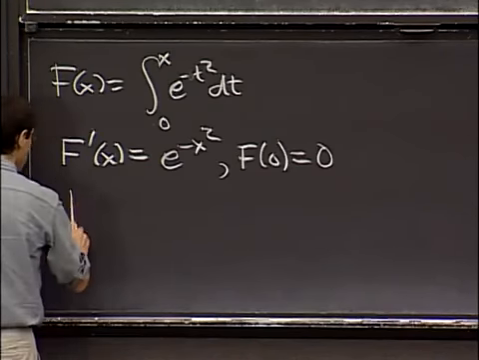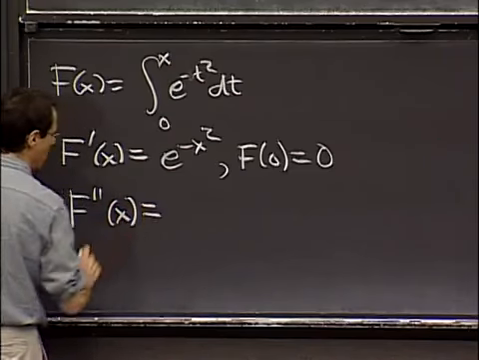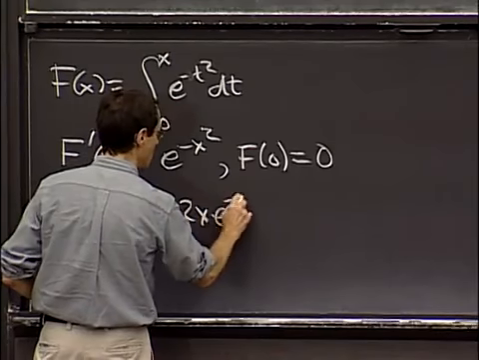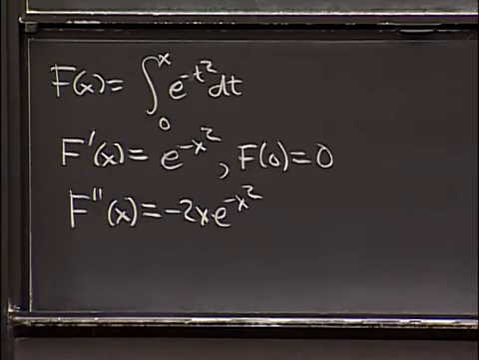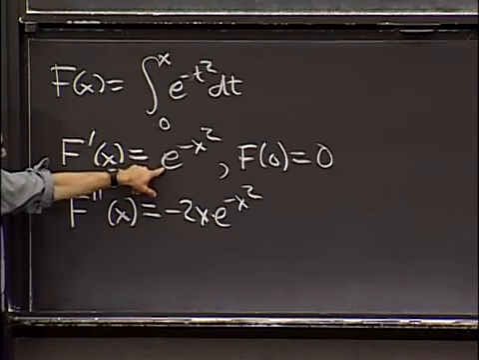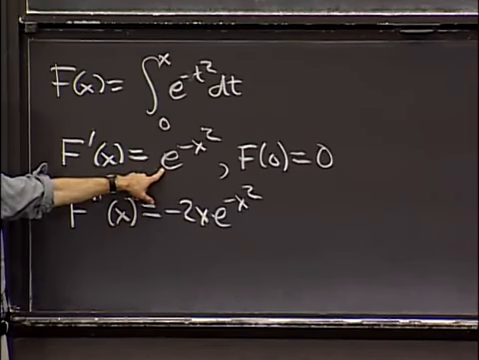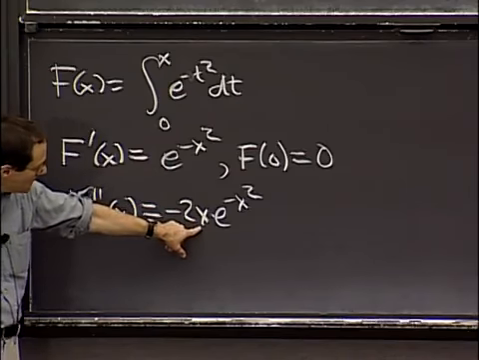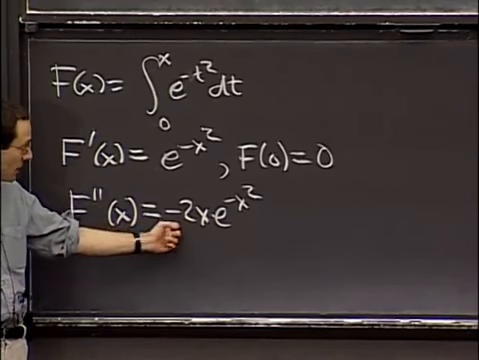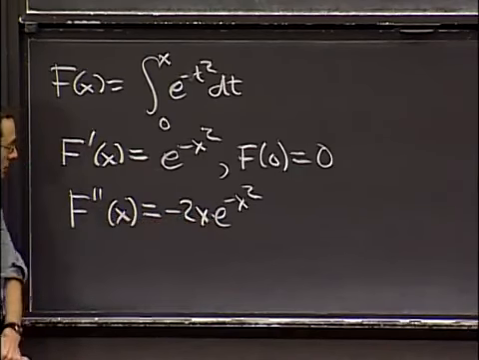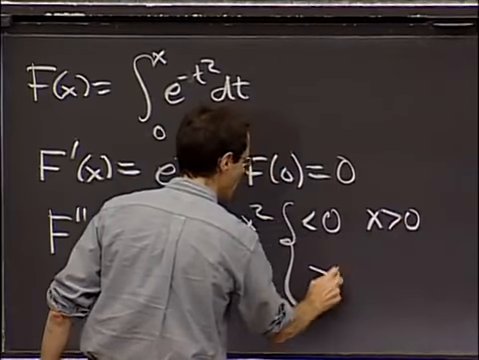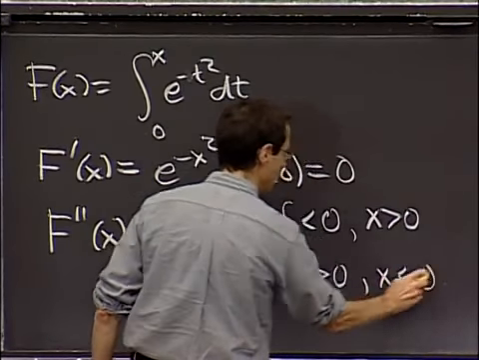And I should check the second derivative, which is also not so difficult to compute. The second derivative is minus 2x e to the minus x squared. And so now I can see that this function is increasing because this derivative is positive. It's always increasing. And it's going to be concave down when x is positive and concave up when x is negative, because there's a minus sign here. So the sign is negative, right? This is less than 0 when x is positive and greater than 0 when x is negative.